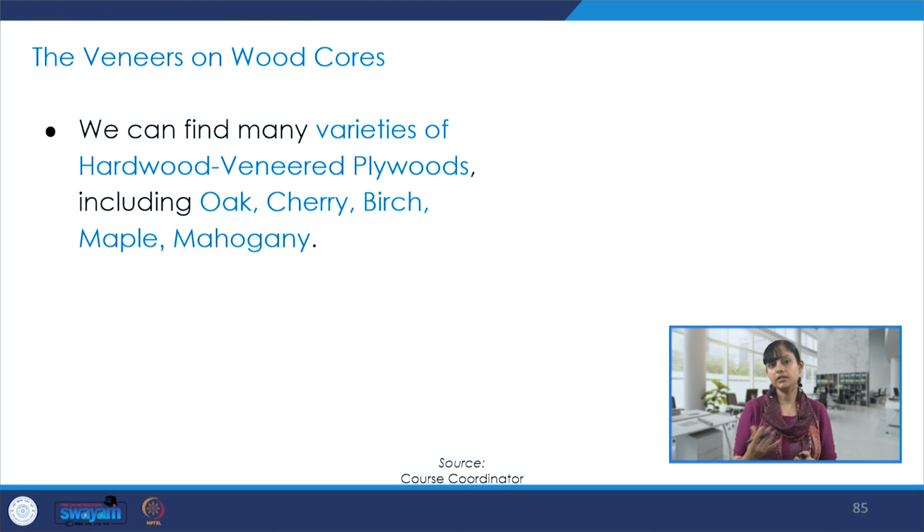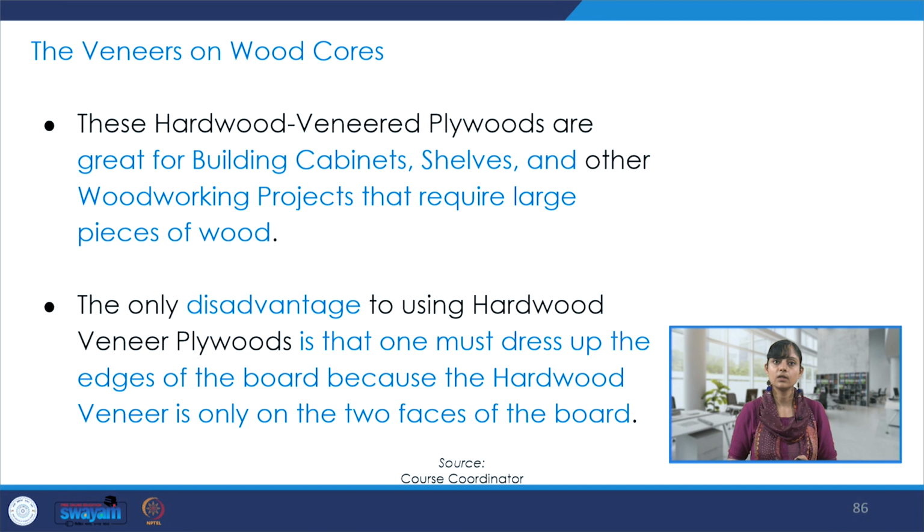We can find many varieties of hardwood veneered plywoods, including oak, cherry, birch, maple, mahogany. And these hardwood veneered plywoods are great for building cabinets, shelves, and other woodworking projects also, where large pieces of wood may be required. The disadvantage to using hardwood veneer plywoods is that one must dress up the edges of the board because the hardwood veneer is only available on two faces, here and here, not the edges. So that has to be addressed.